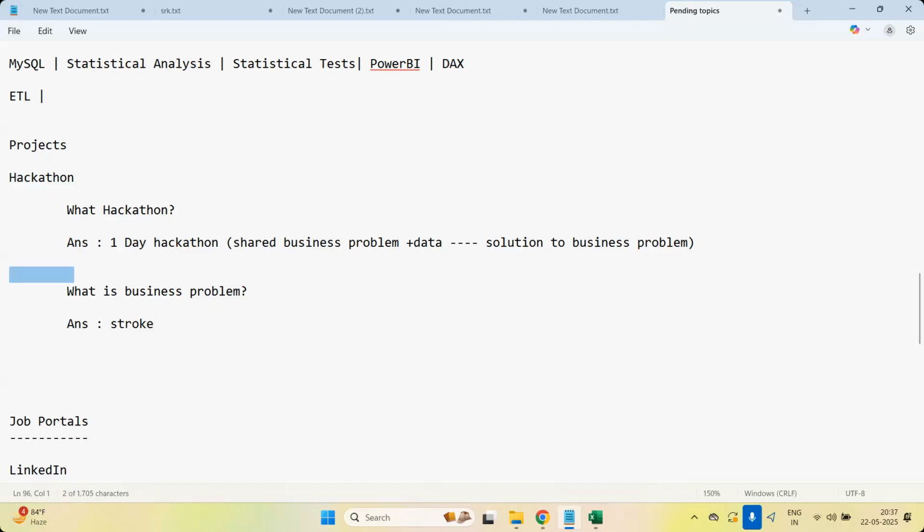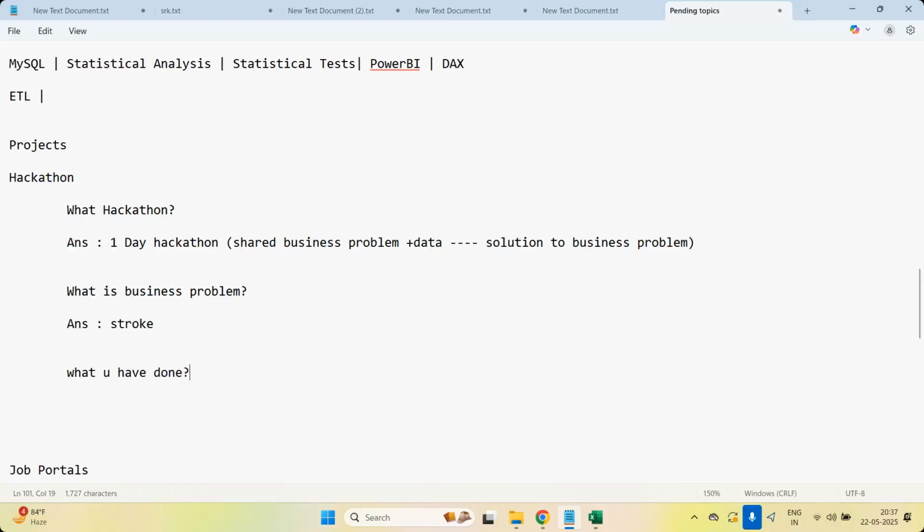I have got 4,400 records. You should never memorize the data set. Just explain the basic business problem, an overview of the business problem. Now, after giving that, they'll ask, okay, what are the things you have done in this hackathon? What have you done?